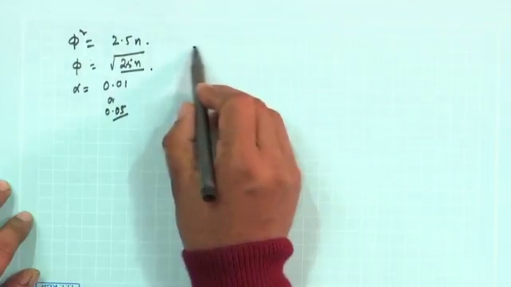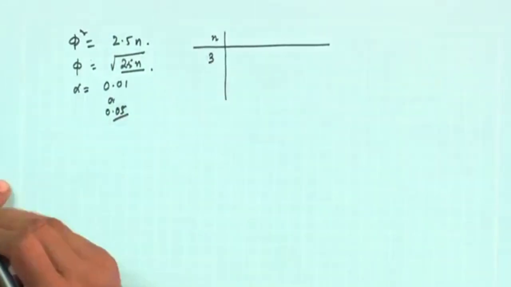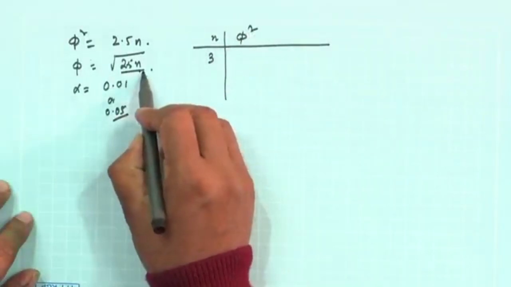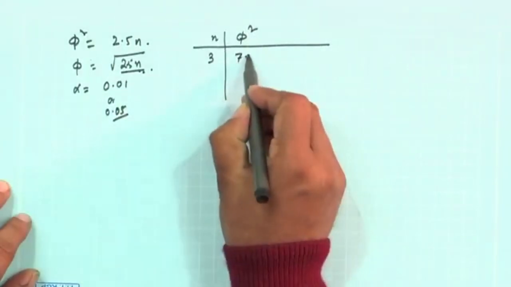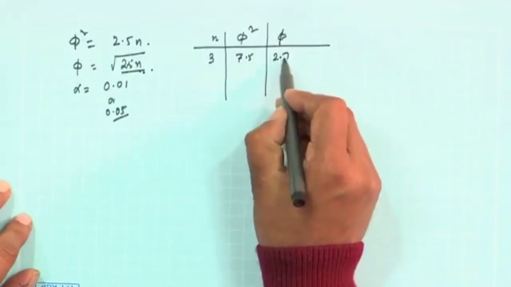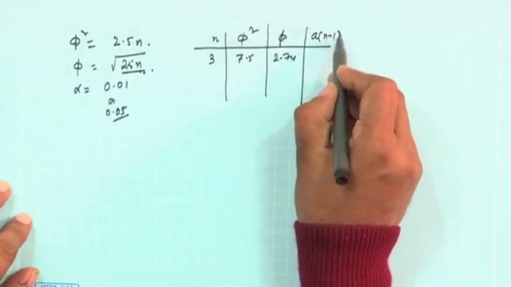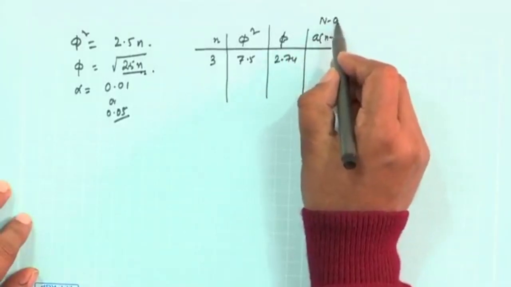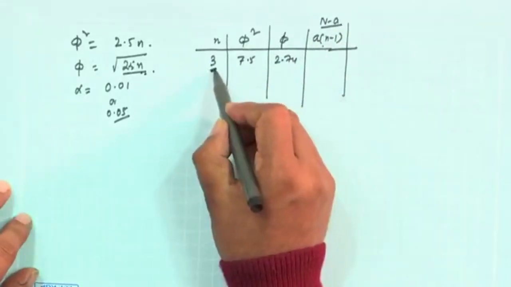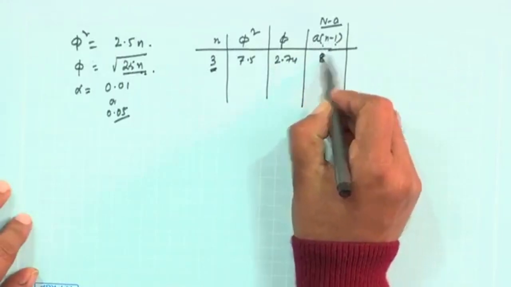So, how do you calculate? You first choose n. If you consider n as 3, then what is the phi square value? 2.5 into 3, 7.5. What is your phi value? Square root of 7.5 is 2.74. Then what is your a into n minus 1, that is n minus a value? A is 4, n is 3, so n minus 1 is 2, and 4 into 2 will be 8.